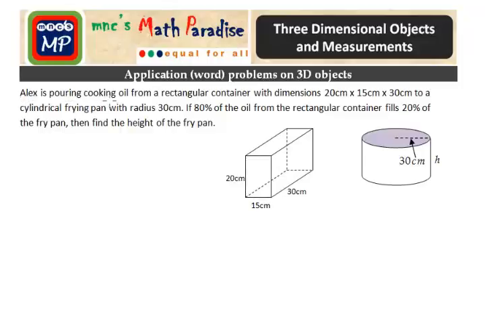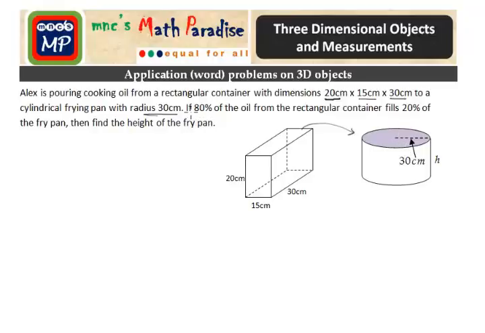Alex is pouring cooking oil from a rectangular container with dimensions 20 cm, 15 cm and 30 cm to a cylindrical frying pan with radius 30 cm. So this is the rectangular container with dimensions 15, 20 and 30. From this container, Alex is pouring cooking oil on this cylindrical frying pan whose radius is 30 cm.